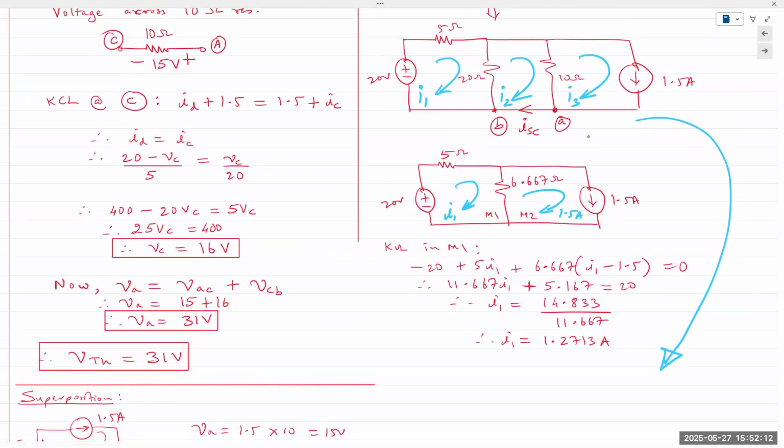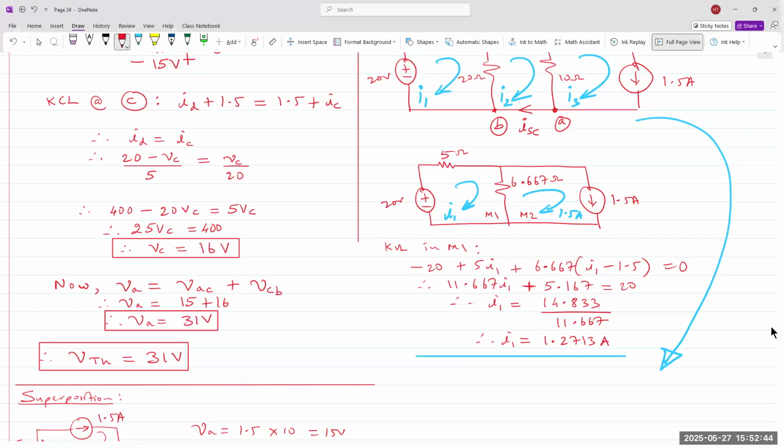Okay, so I1, I2, and I3, if we take this second one where we have two mesh currents, we can find the voltage across the 6.667 ohms, meaning across the 20 and the 10 ohms. If we find the voltage drop, we can find the currents through those branches. If we find the current through those branches, we can find ISC by applying KCL at the bottom node. Okay, so I'll leave that for student practice. Let's do the equations for mesh current analysis.